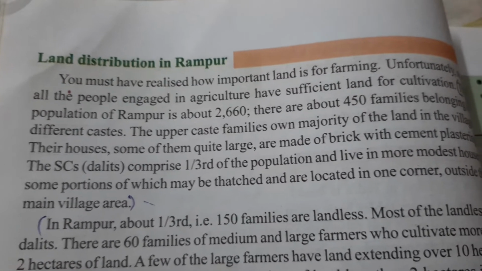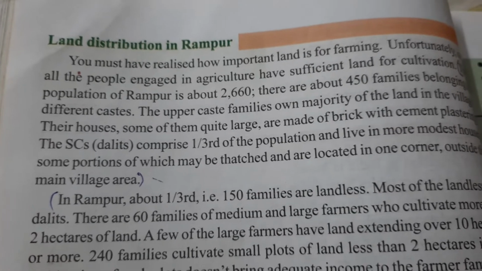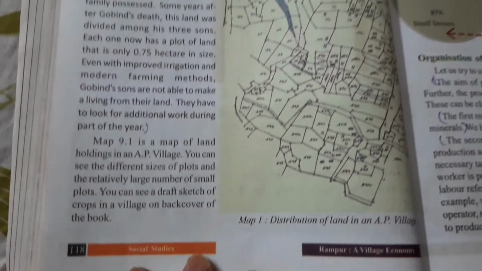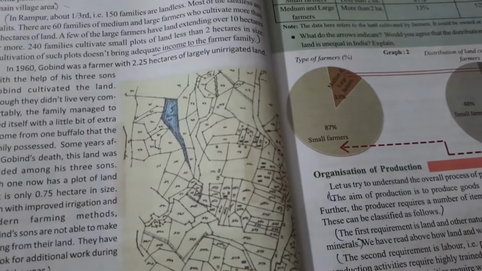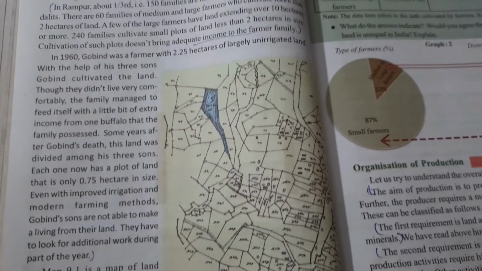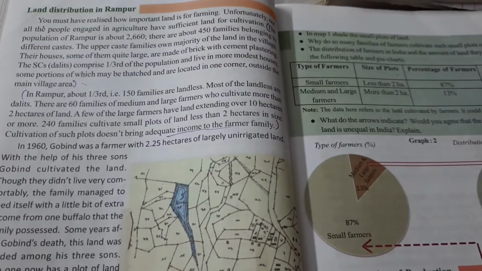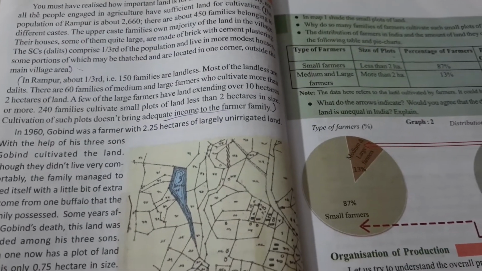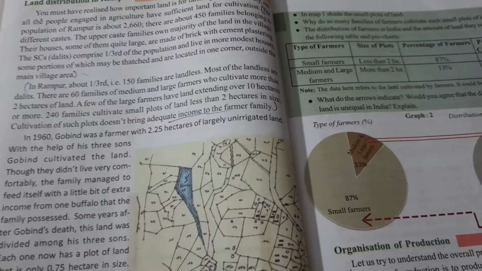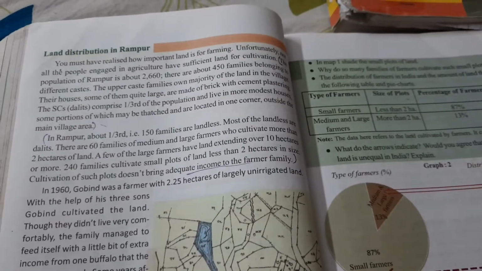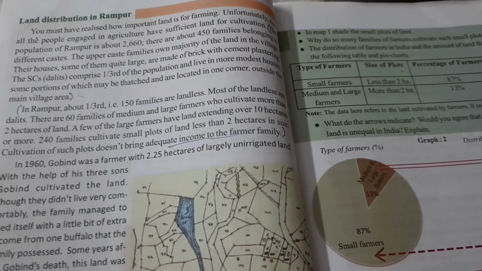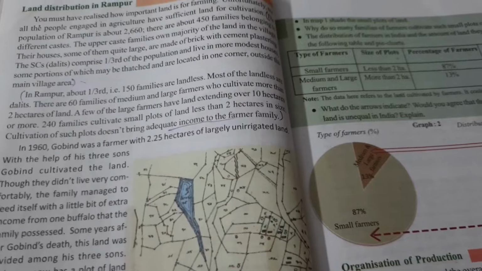Now children, we have another topic, land distribution in Rampur. When we read this page, we will come to know that unfortunately not all the people engaged in agriculture have land. Many farmers are landless, or they have a small area of land only. Only the upper caste families own a majority of land in the village, and they have good houses and better living conditions, because these farmers have more than 10 hectares of land, and they are coming in the rich category.